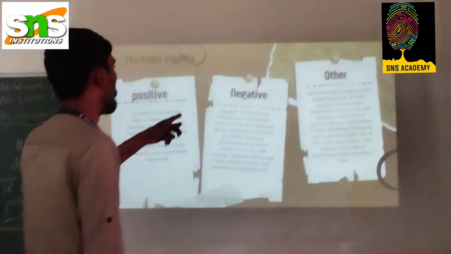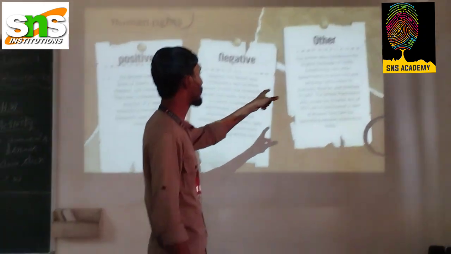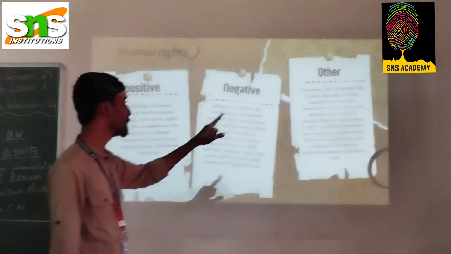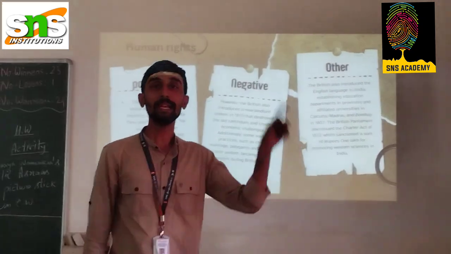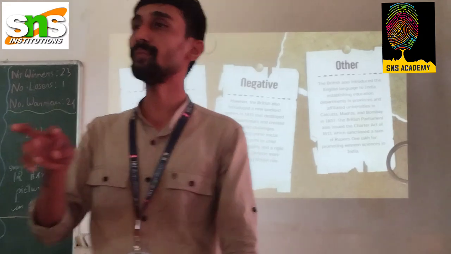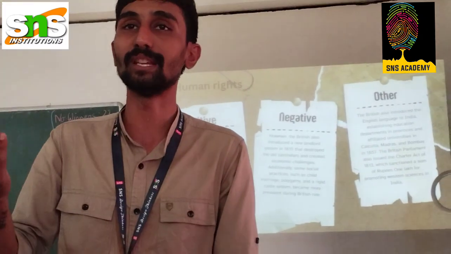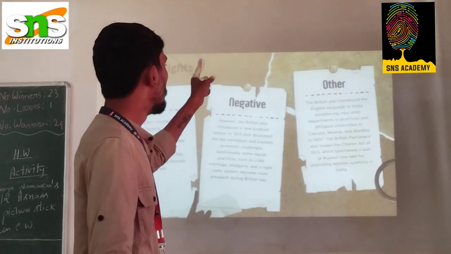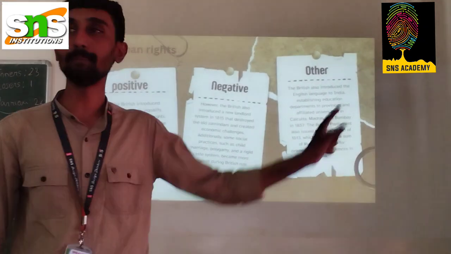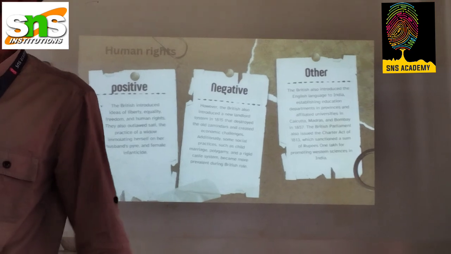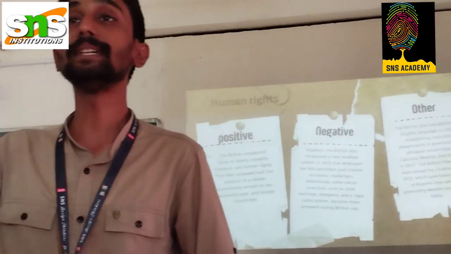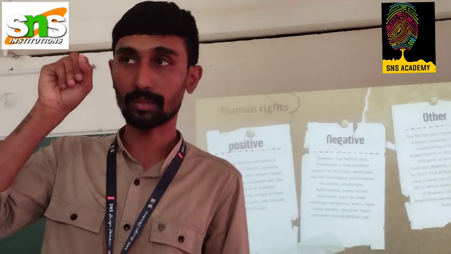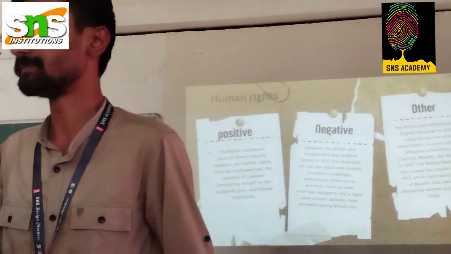Okay. The next one. The British also introduced the English language to India, establishing education department in provinces and affiliated universities in Calcutta, Madras and Bombay in 1857. So in 1857, they gave more importance to education. They built some colleges and universities in the places of Kolkata, Madras and Bombay. This is also another impact in the field of other development, which means that other development is very much connected to the education system.